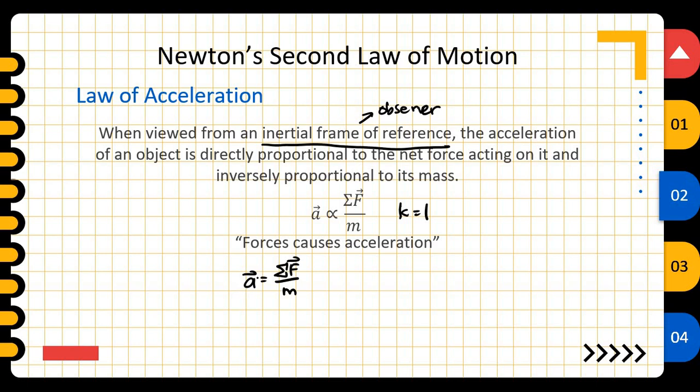And what happens to the acceleration when the mass is halved? So the acceleration would be doubled because it's inversely proportional to mass. Alright? So to make this formula linear, this will become net force is equal to the mass of the particle multiplied by the acceleration of the system. Alright, so this is the general formula, or the summary, of Newton's second law of motion.